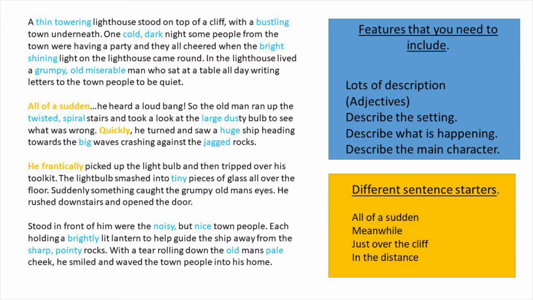Okay, so each paragraph, as you can see on the PowerPoint, I've put some adjectives. Remember not to put too many, otherwise it will sound a bit silly. So the second paragraph, I've got, all of a sudden, he heard a loud bang. So the old man ran up the twisted spiral stairs and took a look at the large, dusty bulb to see what was wrong. Quickly, he turned and saw a huge ship heading towards the big waves, crashing against the jagged rocks.